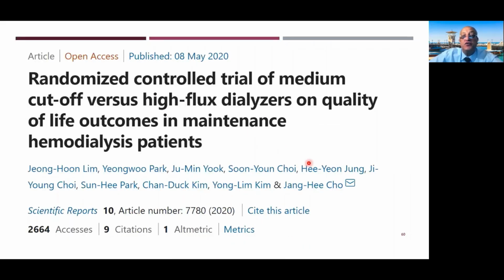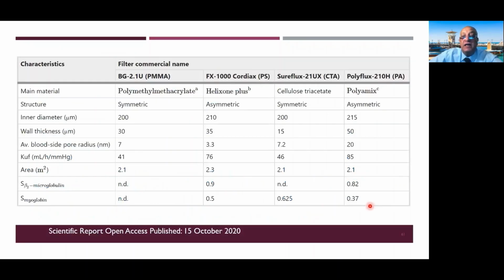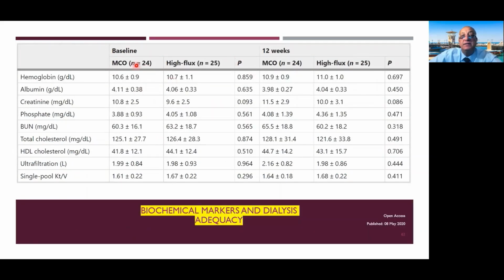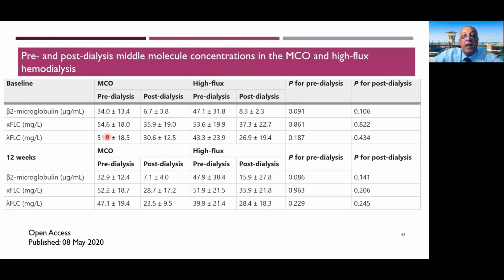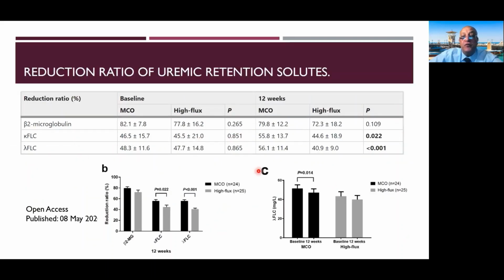So this is a randomized controlled trial of medium cutoff for the quality of life in hemodialysis patients with different dialyzer types. However, the difference in biomarkers and dialysis adequacy is insignificant between both. And after 12 weeks of dialysis with medium cutoff, the difference is not to the extent that we can reach, just a marginal improvement in the kappa and lambda light chains.